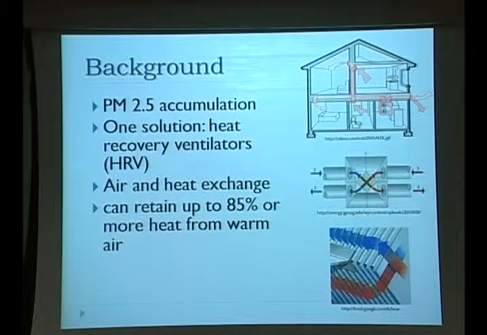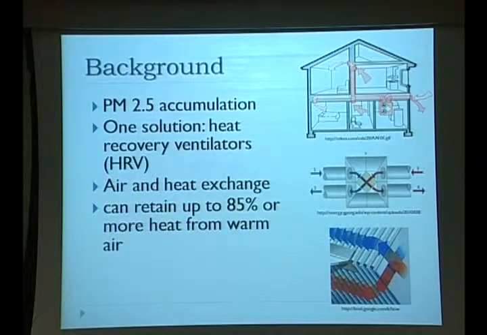There has been an increase in airtight homes in recent years due to a desire to conserve heat. Lack of ventilation causes PM2.5 and other air toxins to accumulate within the home. One solution is the heat recovery ventilator, also known as the heat exchange ventilator. The heat recovery ventilator retains heat while removing air toxins. It draws and filters clean, cool air inside and pushes warm, toxic air out, as shown in the top picture.